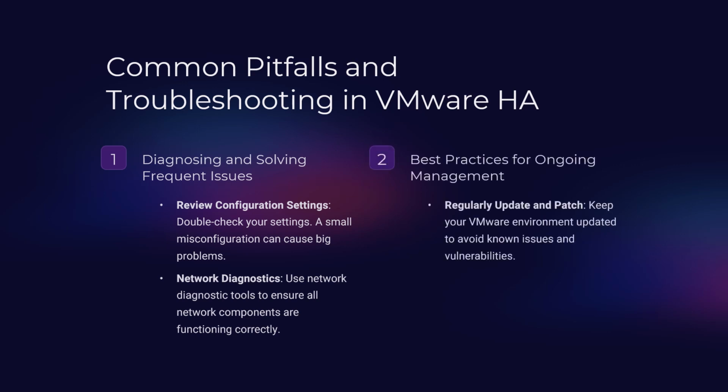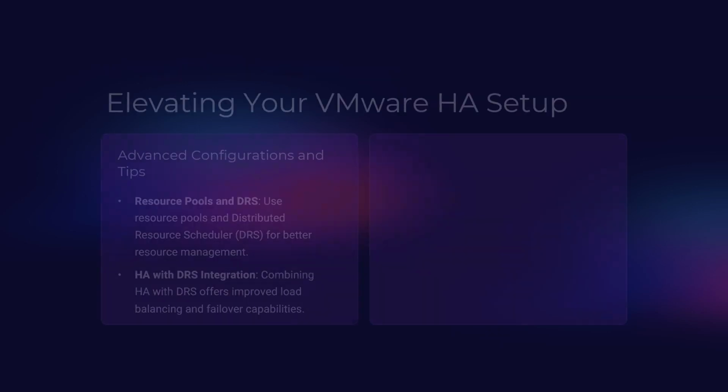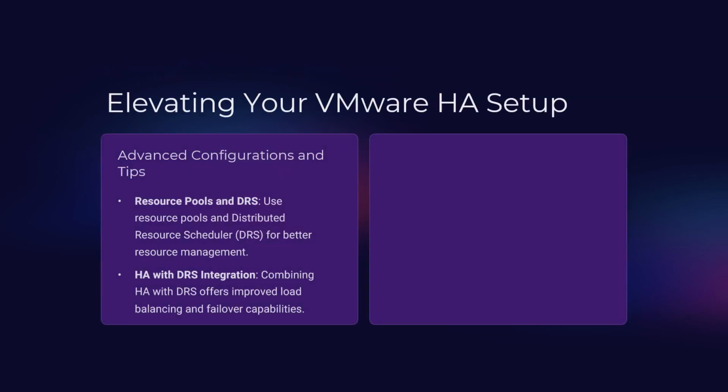Best practices for ongoing management. Regularly update and patch. Keep your VMware environment updated to avoid known issues and vulnerabilities. Monitor system health. Regular monitoring helps you catch and resolve issues before they impact availability. Elevating your VMware HA setup.